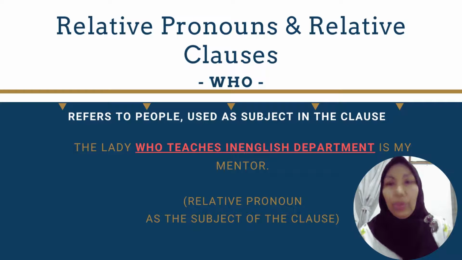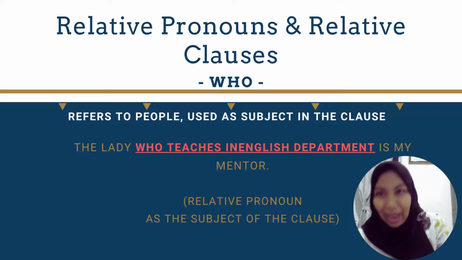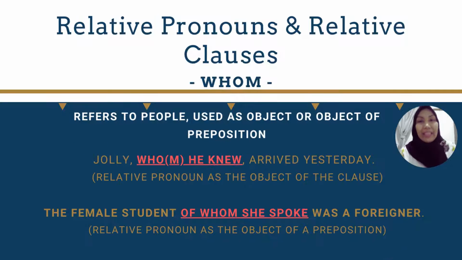First, who. Who refers to people, used as subject in a clause. For example, the lady who teaches in the English department is my mentor. The next one is whom. Similar to who, whom also refers to people, but we use it as object or object of preposition. For example, Jolly, whom he knew, arrived yesterday.